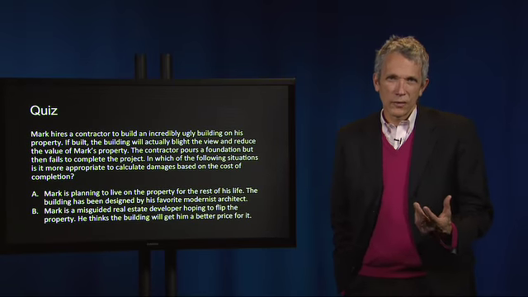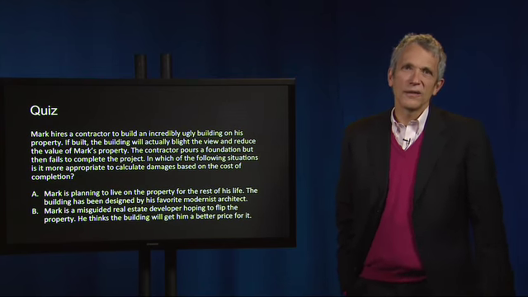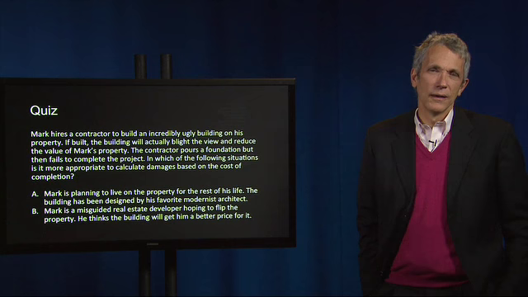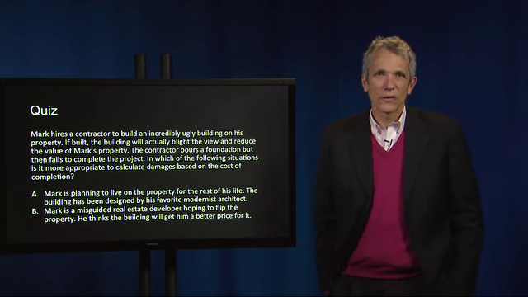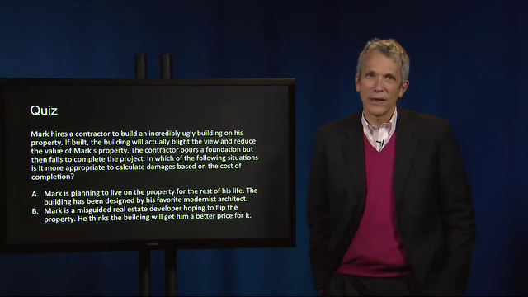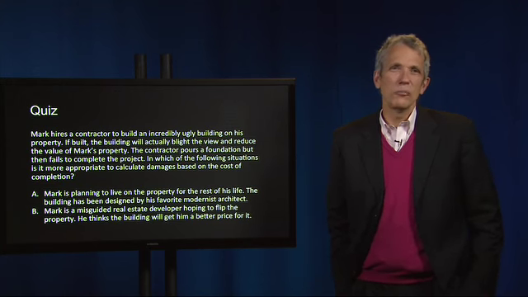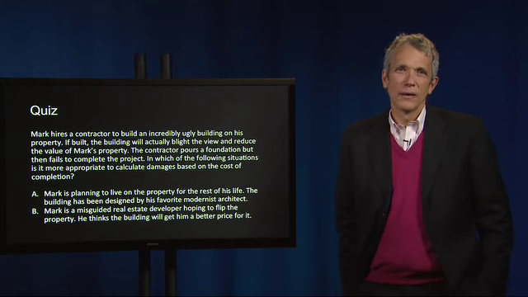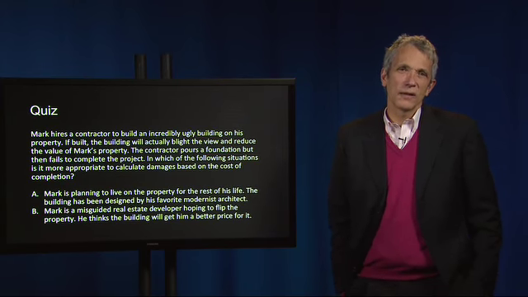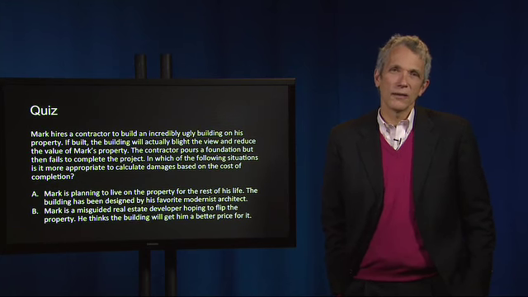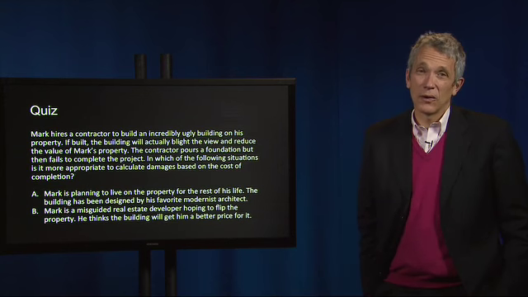Well, you should see that cost of completion damages are more appropriate in situation A. Here, Mark seeks to get the subjective value of the building, which he appreciates even if no one else does. In Professor Muris's view, cases involving subjective value justify damages based on cost of completion. In situation B, the only value of the building to Mark is in its ability to make the property more valuable when sold. This is a matter of objective value, and so courts should award damages based on the diminution in market value, which in this case is likely to be very small or even zero.